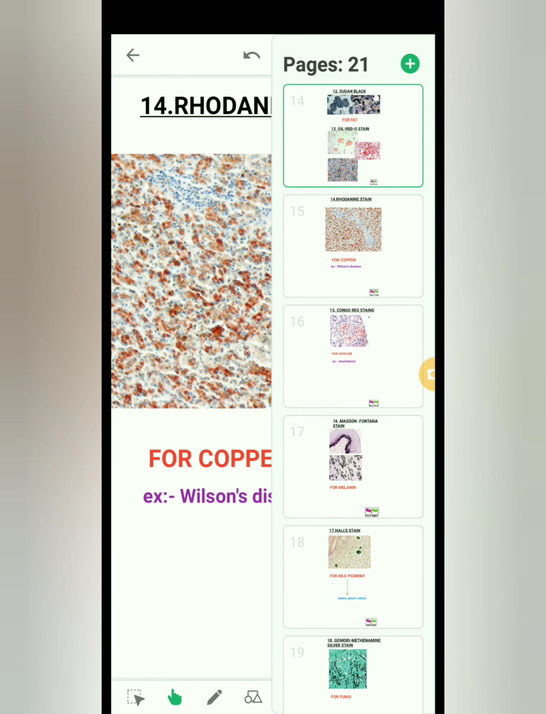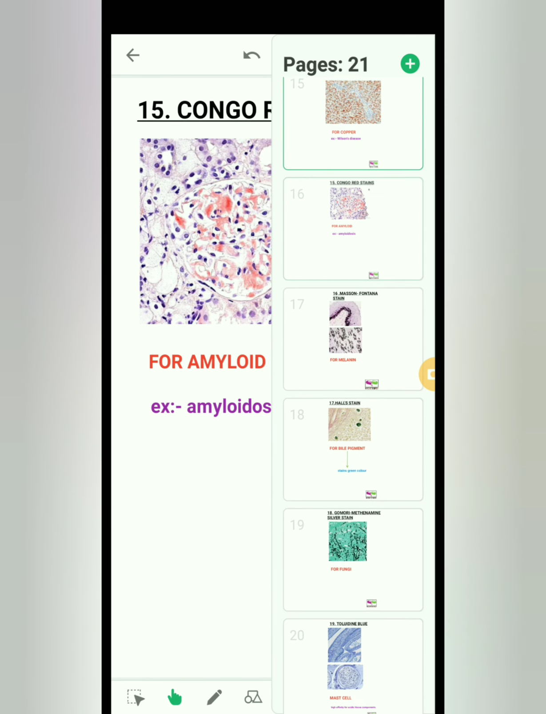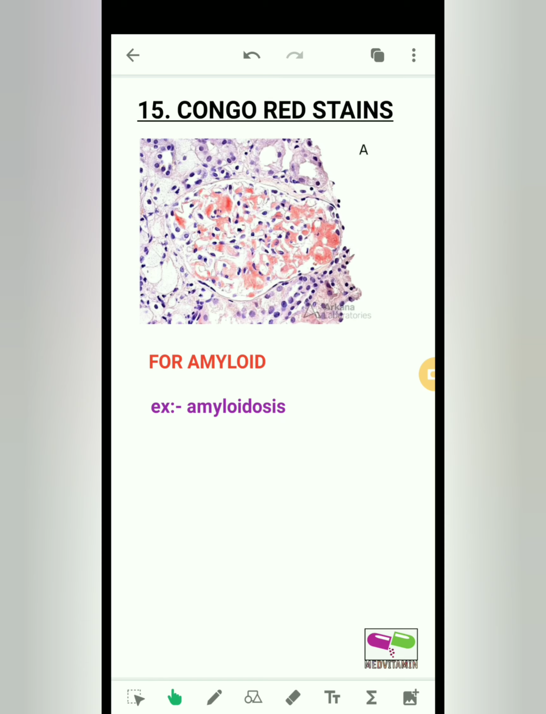The next slide is about copper. Copper rhodanine staining is used and hence helpful in Wilson disease cases. Then we have Congo red staining for amyloid. Hence it is helpful in cases of amyloidosis. It also stains the cell walls of plants and the outer membrane of gram-negative organisms. The apple green birefringence of Congo red stain preparation under polarized light represents the amyloid.